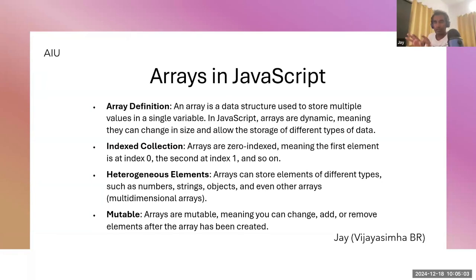And the last point is arrays are mutable. Mutable means arrays can change. So once you create an array, it doesn't mean it is static. As the program is executing, you are free to modify the contents of the array. There are some functions for that. We'll look at that. Now, what is this index collection?